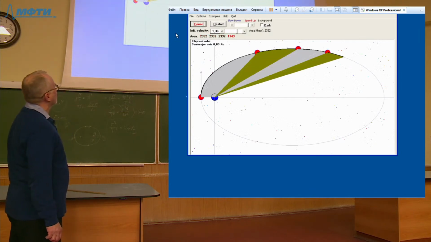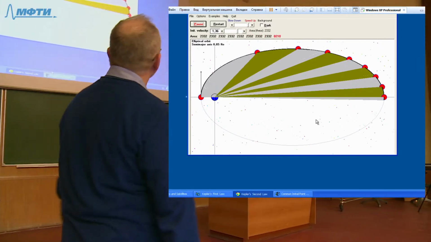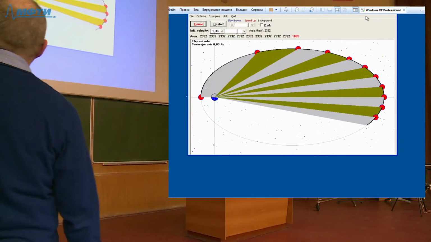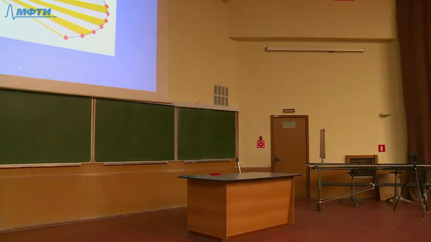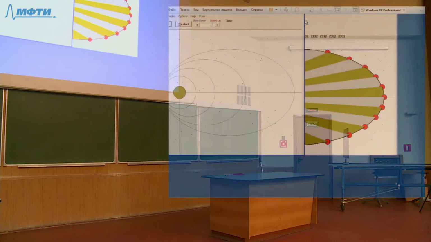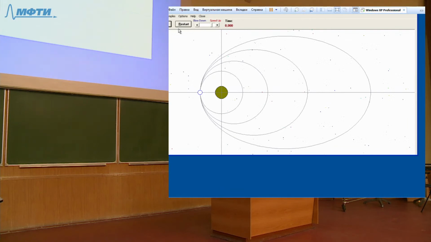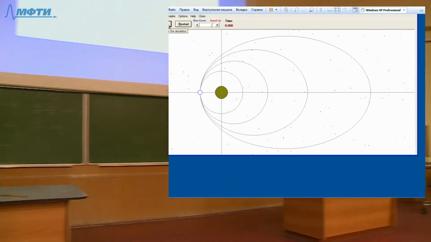That's it. Okay. That's the second Kepler's law. And now several bodies, several celestial bodies will move along different trajectories.